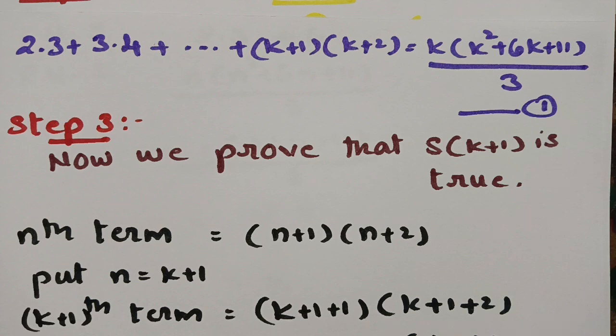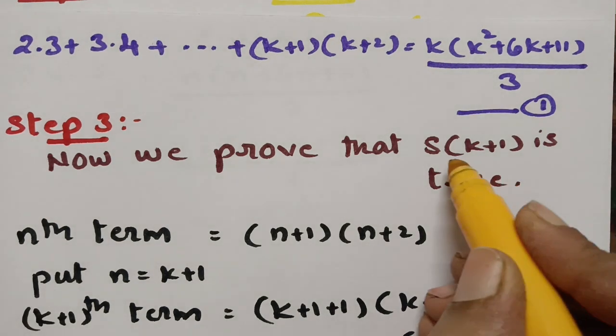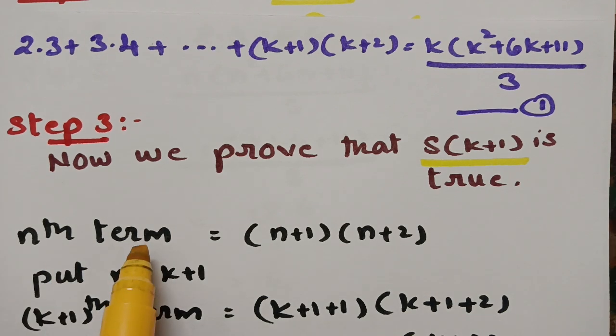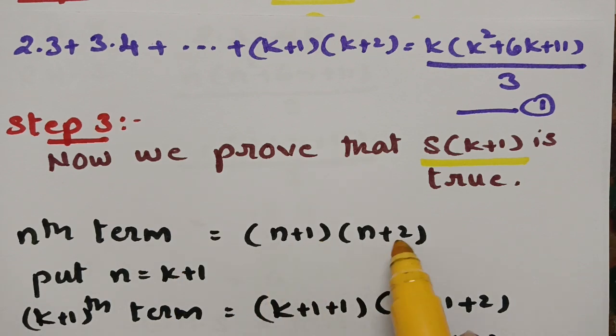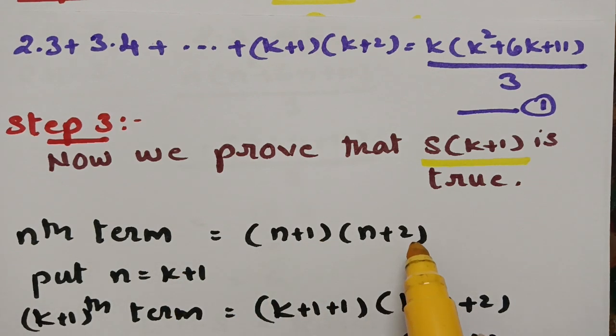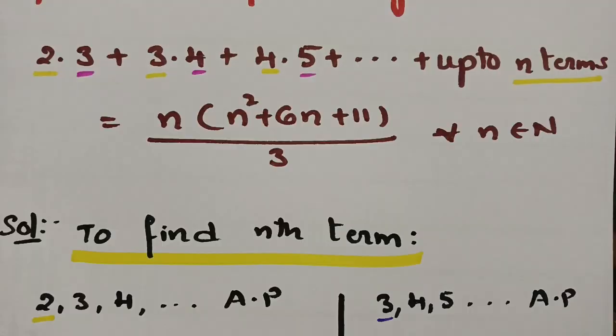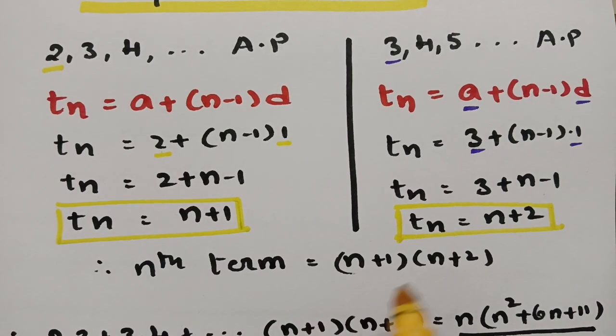And step 3 here is we have to prove that S of k plus 1 is true. So for that we have to keep n is equal to k plus 1 and we have to verify LHS part is equal to RHS part. So here, what is the nth term here? The nth term is nothing but n plus 1 into n plus 2. Just we have found here what is our nth term. The nth term is nothing but n plus 1 into n plus 2.